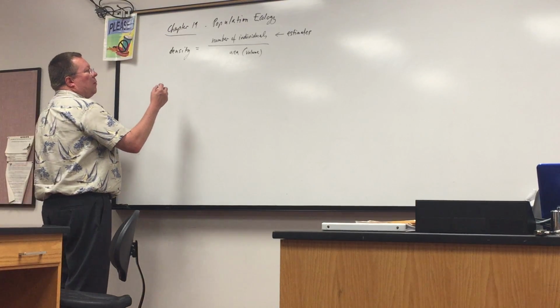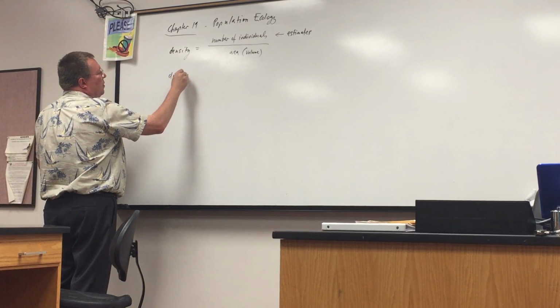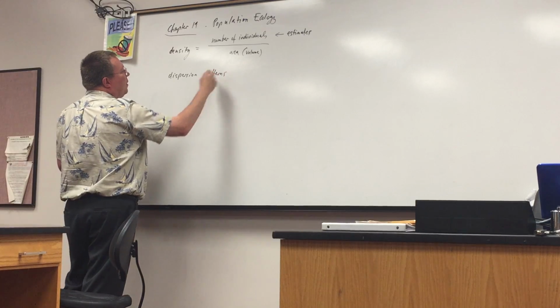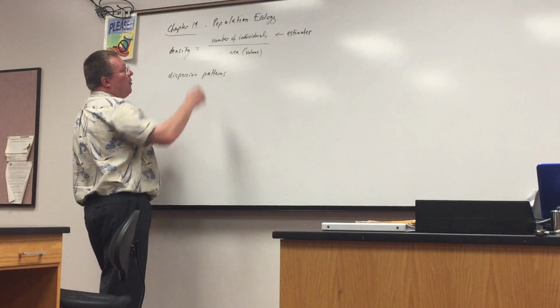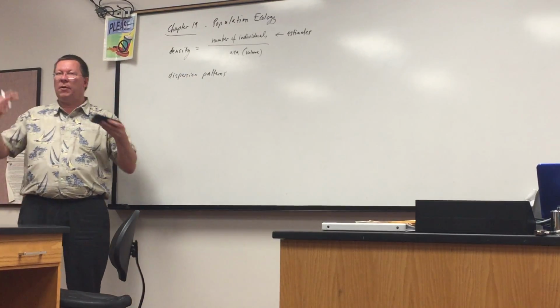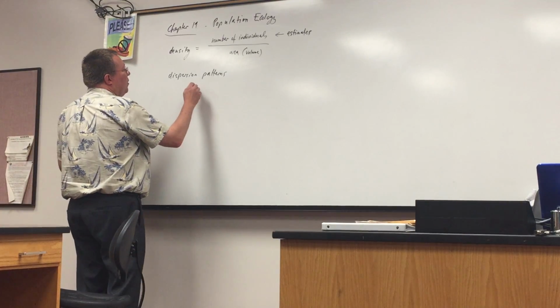Another way you can look at populations is by identifying their dispersion patterns. How are they distributed throughout this environment? So if you have an area, if you have a volume, are they all in one place, or are they just anywhere, or what's the dispersion pattern?